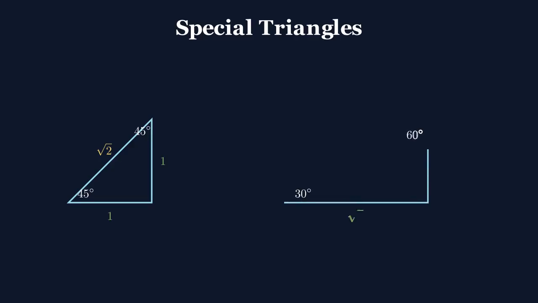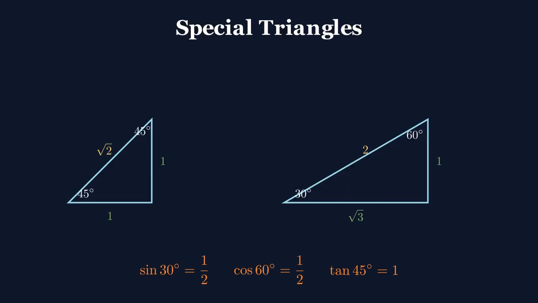Special triangles let us find exact trig values without a calculator. The 45, 45, 90 triangle has side lengths 1, 1, and root 2. The 30, 60, 90 triangle has side lengths 1, root 3, and 2. These triangles give the exact ratios for 30 degrees, 45 degrees, and 60 degrees. For example, sine 30 degrees is 1/2, cosine 60 degrees is also 1/2, and tangent 45 degrees is 1.